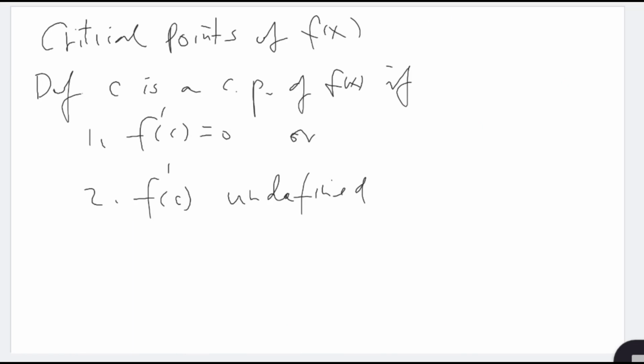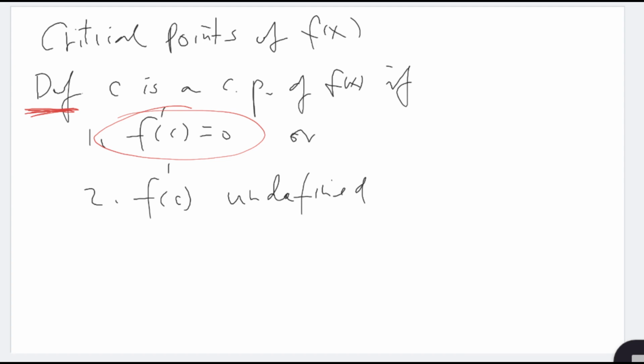Now let's officially define critical points of f of x. Critical points are not just locations where we can place a horizontal tangent line. The critical points also include locations where we cannot place a tangent line at all, or the derivative is undefined. This is the definition. So we already talked about the type where the derivative is 0. And then there's another type where the derivative is undefined.